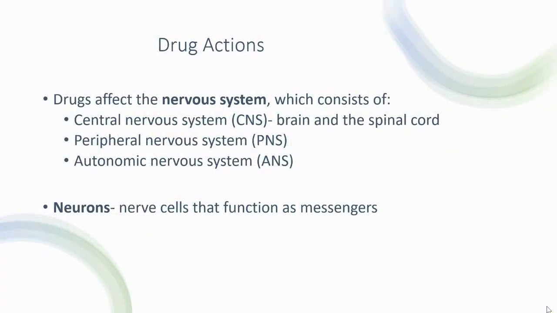When we think about drug actions, drugs affect the nervous system, and the nervous system consists of our central nervous system, which is our brain and spinal cord, our peripheral nervous system, which is like our outer limbs, and then the autonomic nervous system, which are our automatic responses, so heart rate, breathing, respiration, things like that. A neuron is a nerve cell that functions as a messenger.